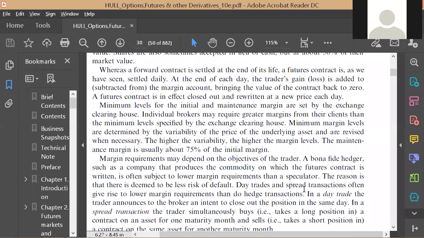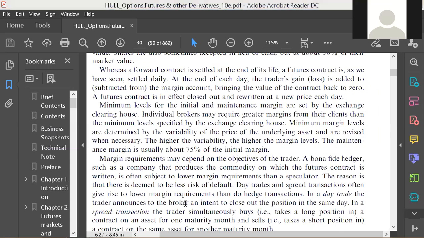Sir, if we are using futures to hedge our position, so sir, since in futures there is so much of margin required, so wouldn't that make our cost of hedging higher than options?